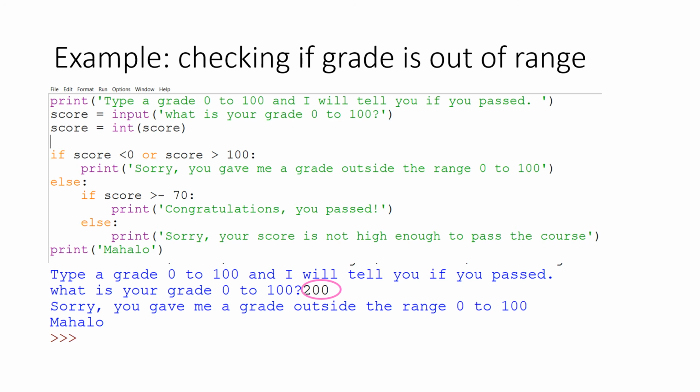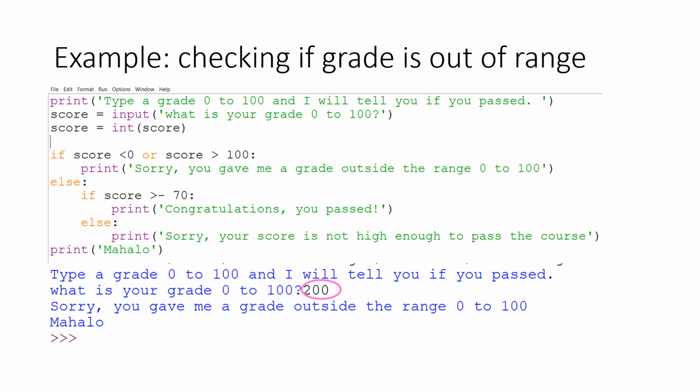So what is it that we're doing here? Well, we are asking the user to type a grade 0 to 100. We accept the input into the variable named score. We convert the score to an integer and we store it in the same variable so we can use it in the conditions. We check if the value is outside the range 0 to 100. So if score is less than 0 or score is greater than 100, colon, that would be an error. So we would say, sorry, you gave me a grade outside the range 0 to 100.